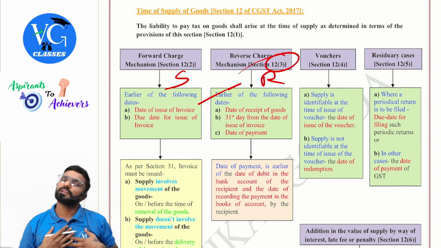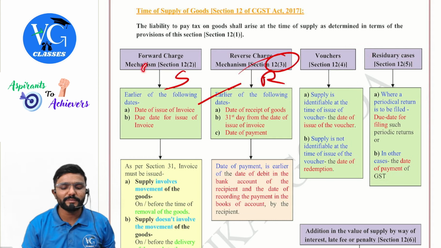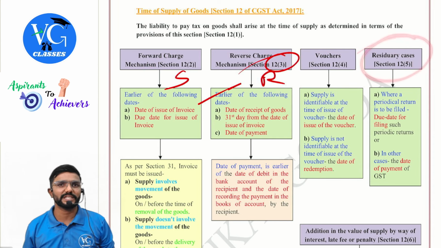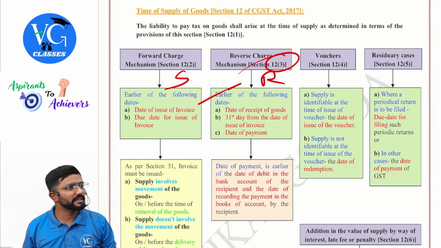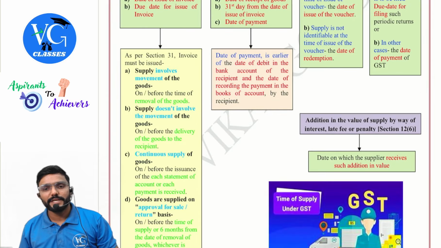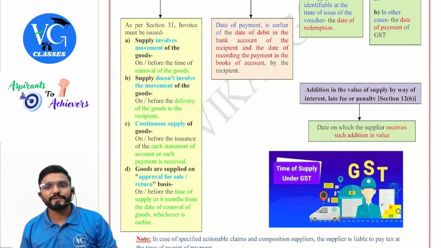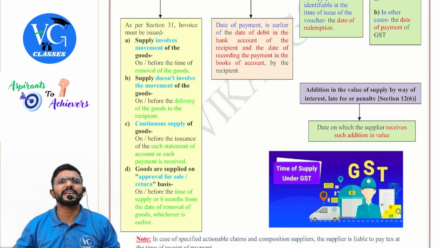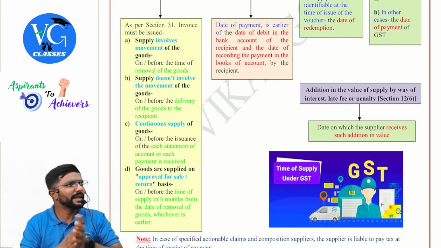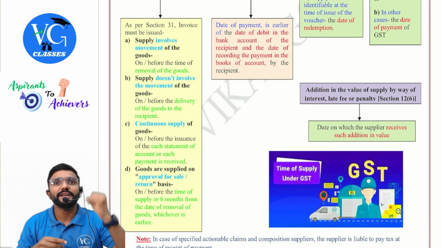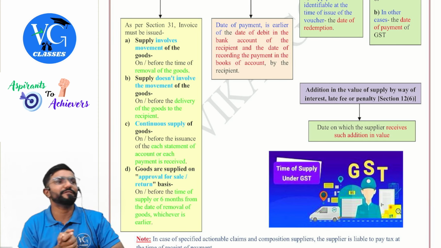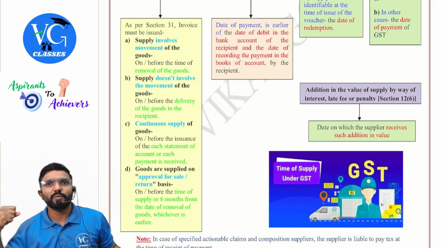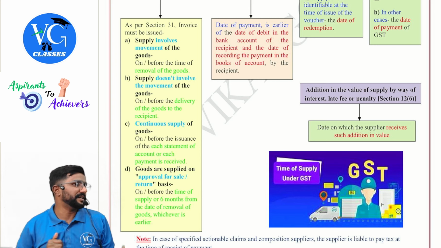Now if I tell, sir, I have supplied something but I am not able to determine the time of supply as per any of these sections, then the government will come and tell me, I operate this section. Operate subsection 5, fine. Next, if there is any addition in the value of supply by way of interest, late fee or penalty, section 12, subsection 6. IPL, not Indian Premier League: interest, penalty or late fee. So if there is any addition in the value, then what is the time of supply? The date I have received it.